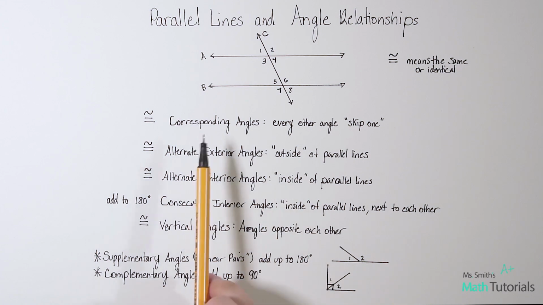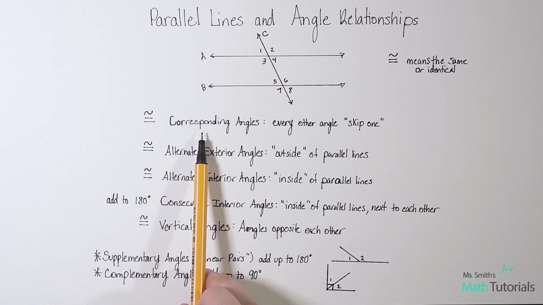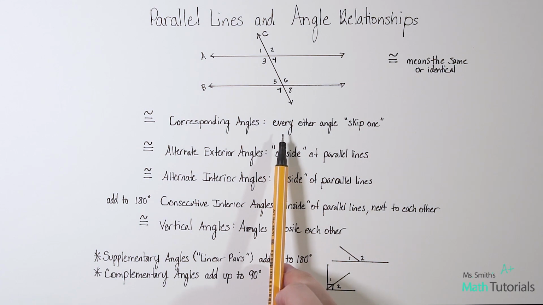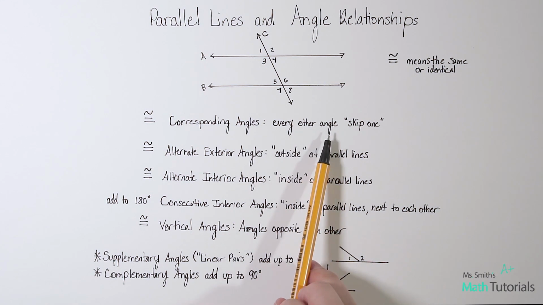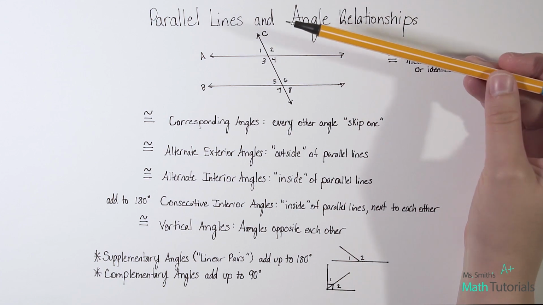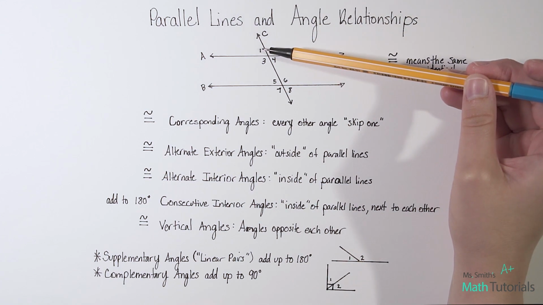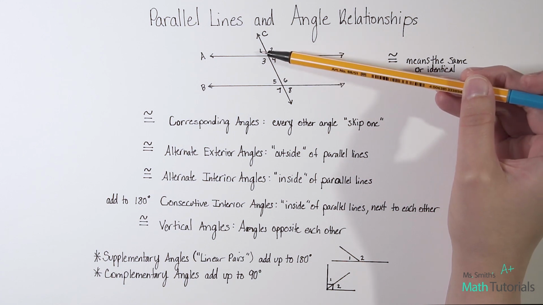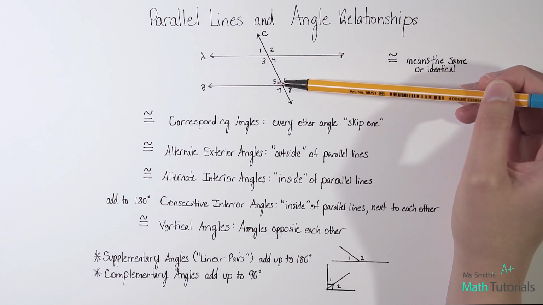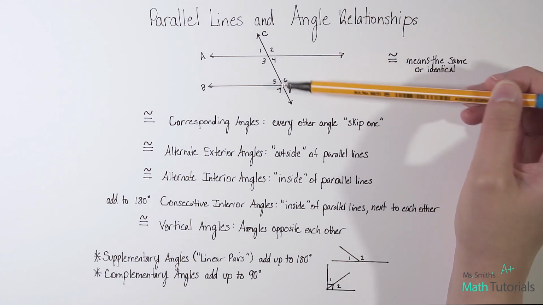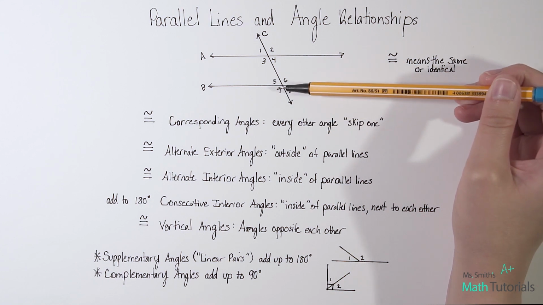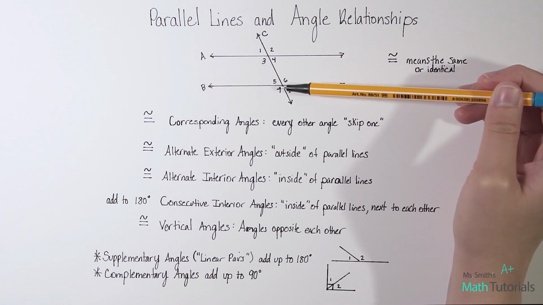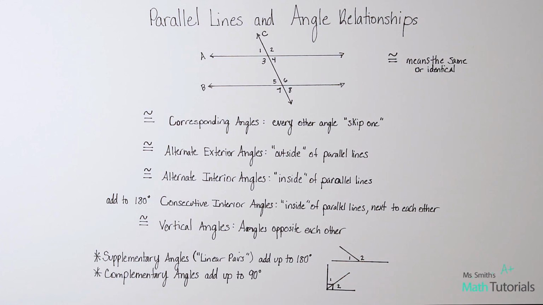The first type of angles that we're going to talk about are corresponding angles. The easiest way I can sum it up is you pick an angle and then you skip one and you go to the next angle. And let me show you what I mean. Pick number 1, skip number 3, go to number 5. Okay, so 1 and 5 are corresponding angles. And I could do the same thing with 7. I pick 7, skip 5, go to 3. 7 and 3 are corresponding angles.